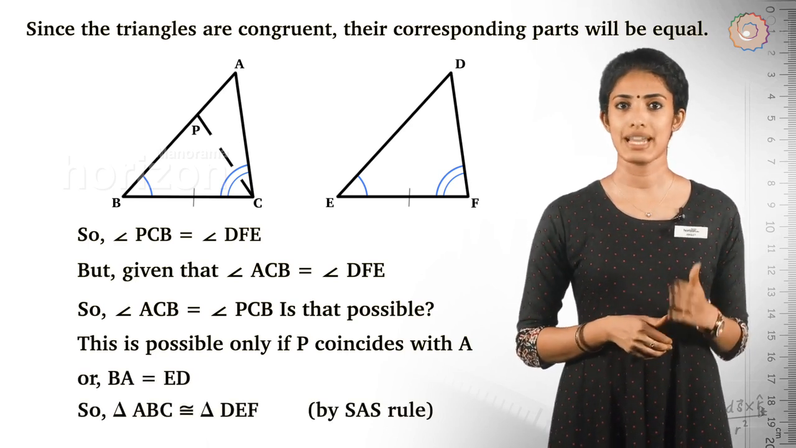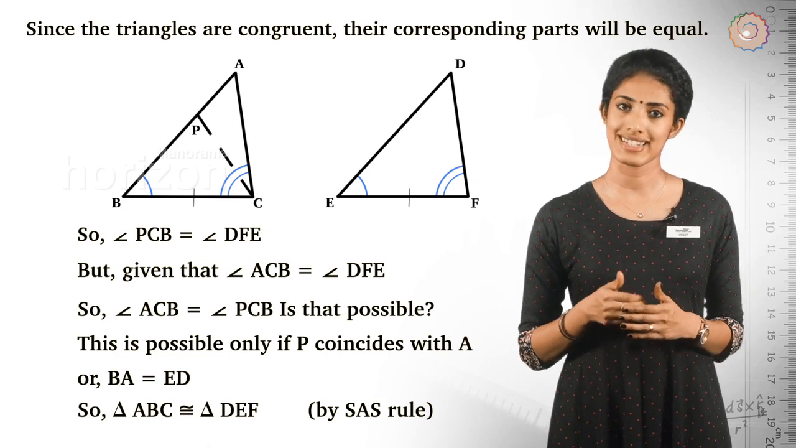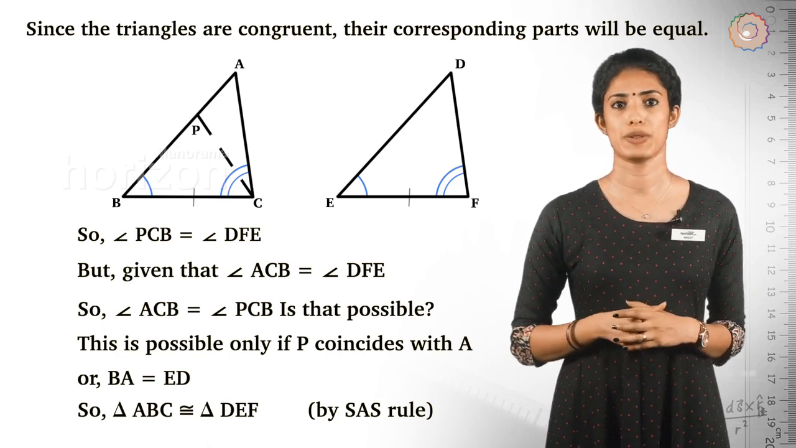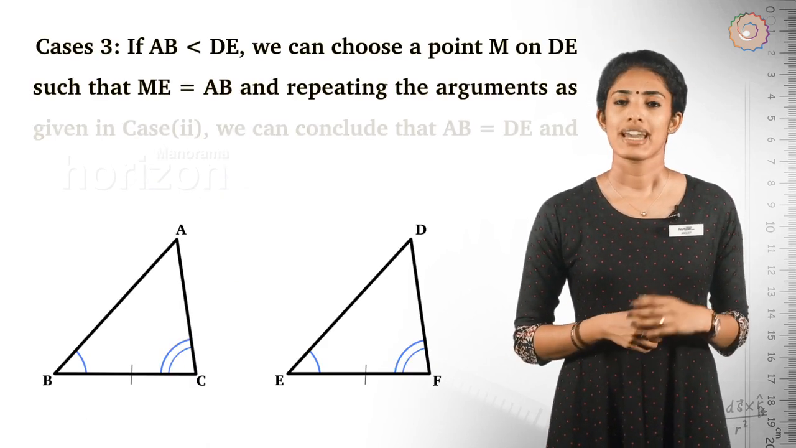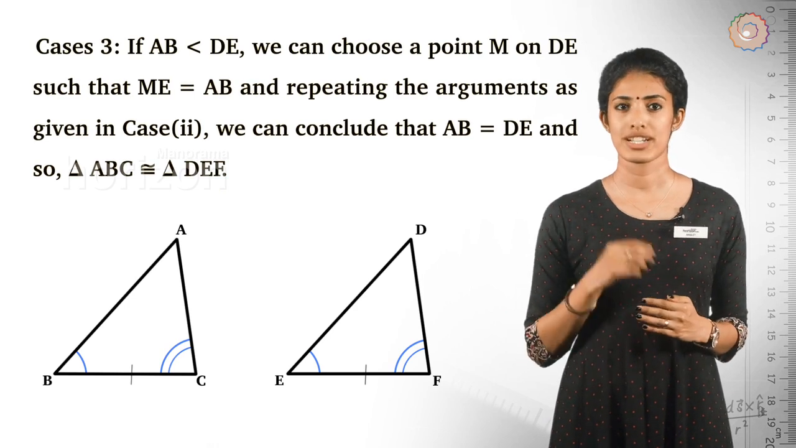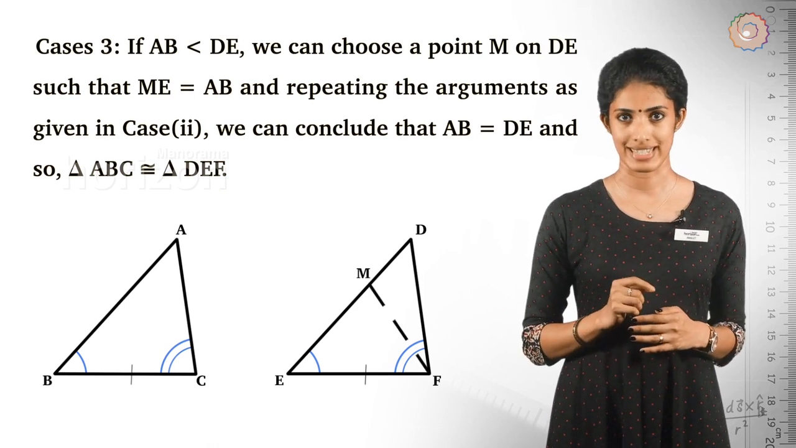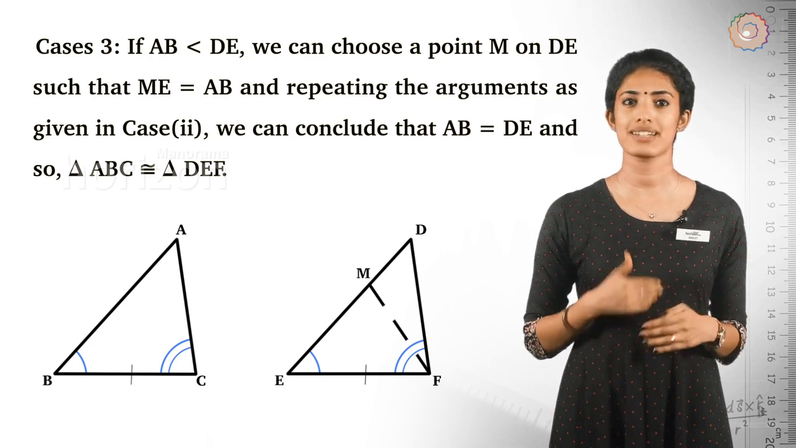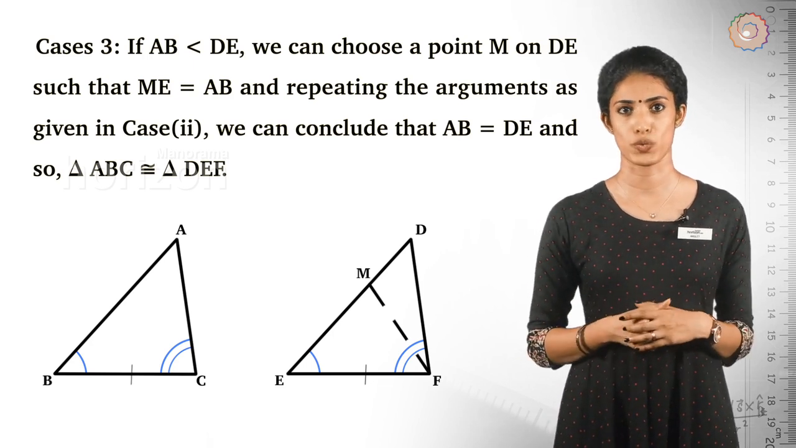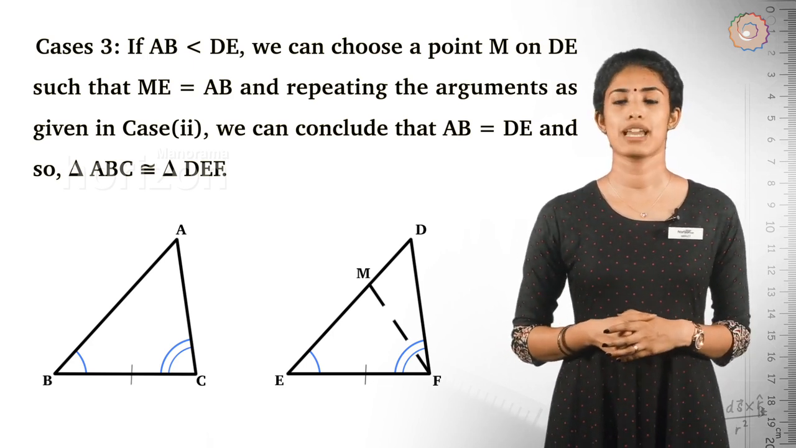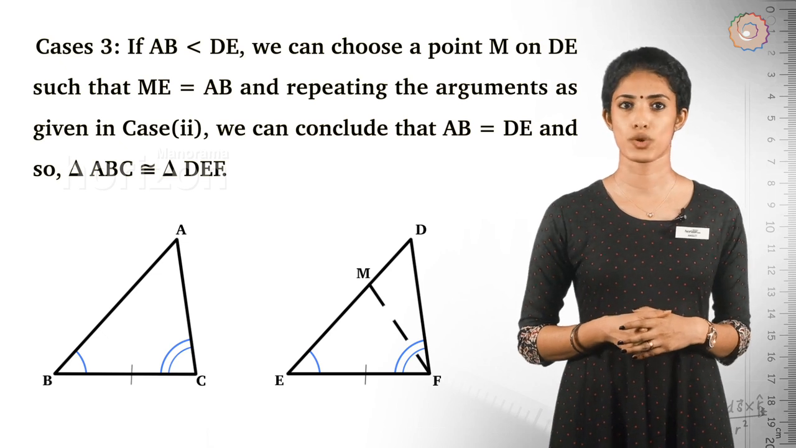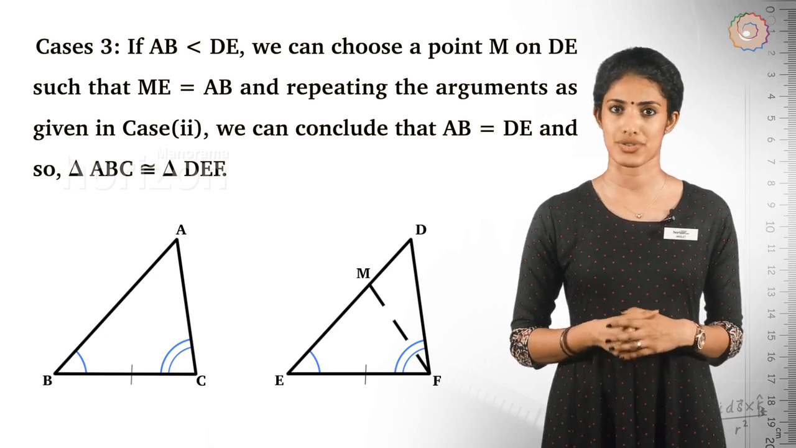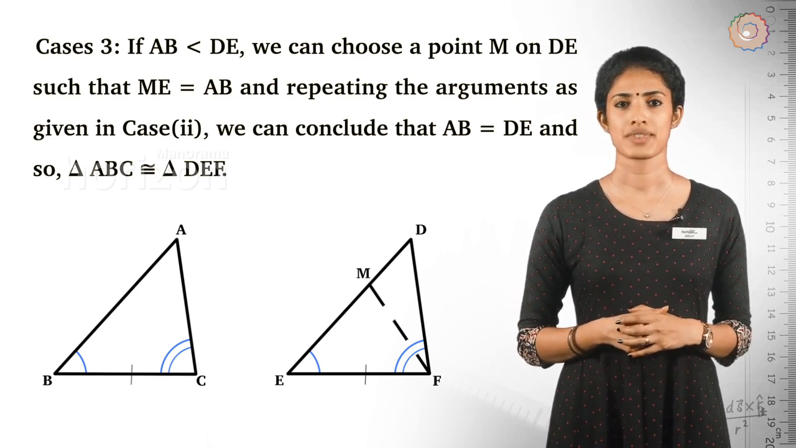So, triangle ABC is congruent to triangle DEF by SAS rule. If AB is less than DE, we can choose a point M on DE such that ME is equal to AB, and repeating the arguments as given in case 2, we can conclude that AB is equal to DE, and so triangle ABC is congruent to triangle DEF.